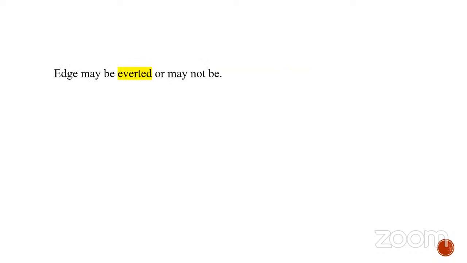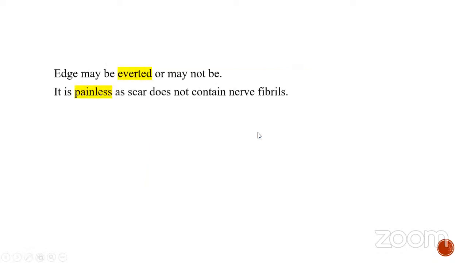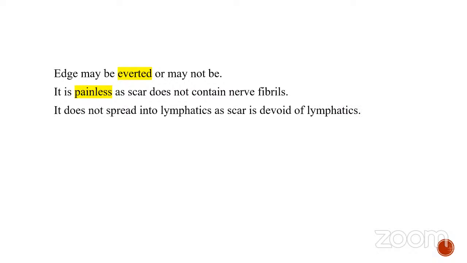Here, as we discussed in the edge session, being malignant in nature, the edge is everted because tissues will proliferate. So here, the edge is usually everted in shape. It's usually painless because a scar does not contain any nerve fiber. We know that. Due to the absence of nerve fiber in a scar, this ulcer also won't have nerve endings, which makes it painless. It does not spread into lymphatics because a scar is also devoid of lymphatics. And due to the absence of lymphatics, it does not spread by lymphatics.